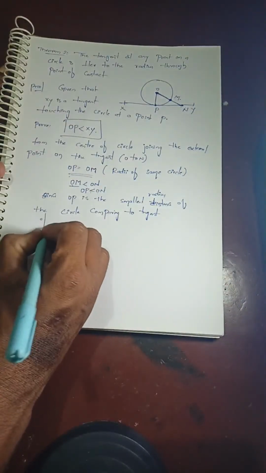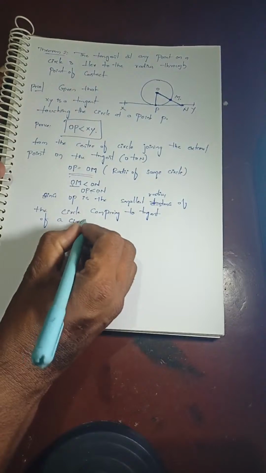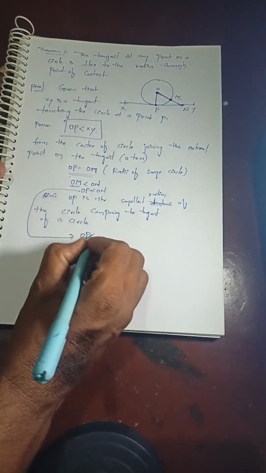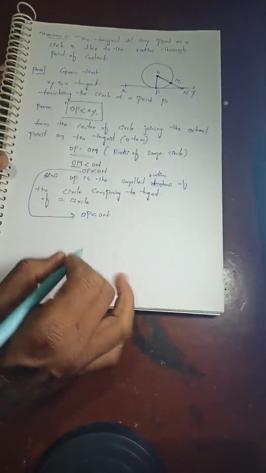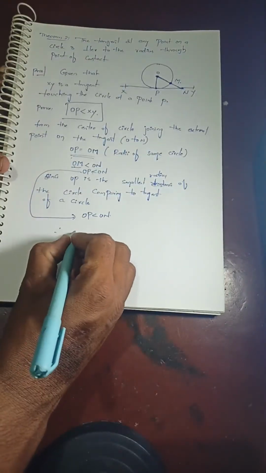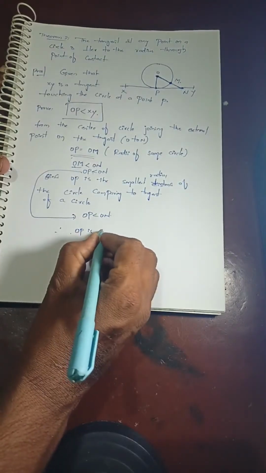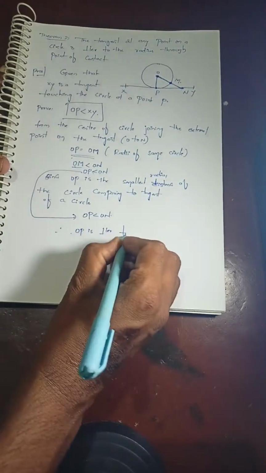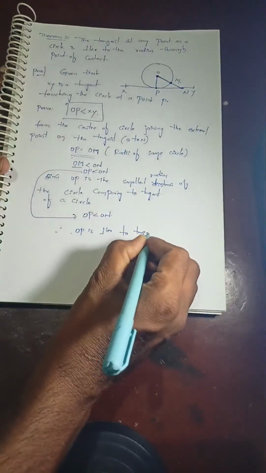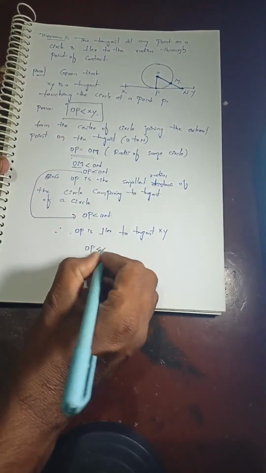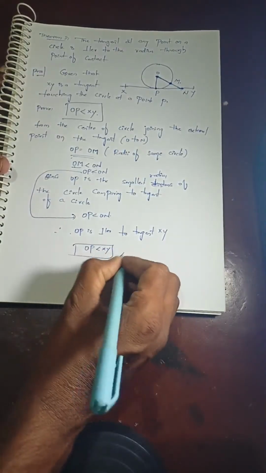Tangent of a circle. That means, writing again here, OP is less than ON. Therefore OP is perpendicular to the tangent XY. Therefore OP is less than XY. That's it.